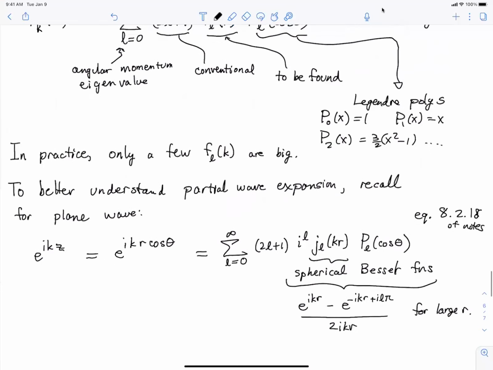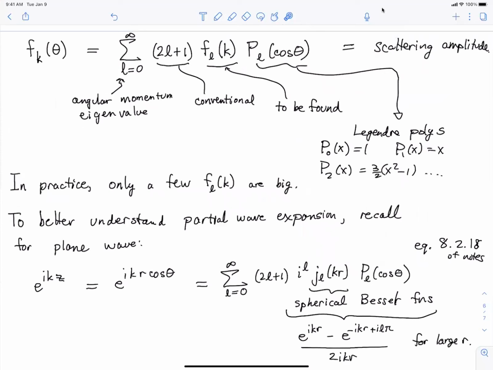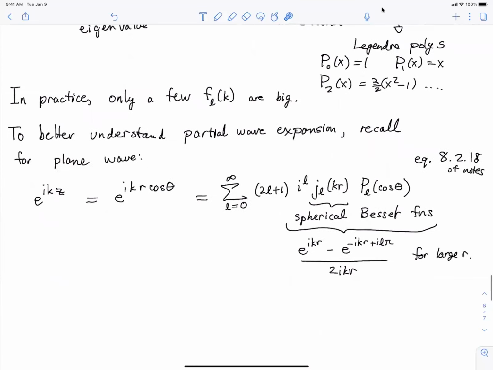Okay, so you can see some things in common here, right? We've got our 2L plus 1 factor. We've got our P_l of cos theta. We've got our f_l of k. But why is it related to the e to the ikr factors? That you can see when you plug this into our solution for the Lippmann-Schwinger equation. So let me remind you what that looked like.